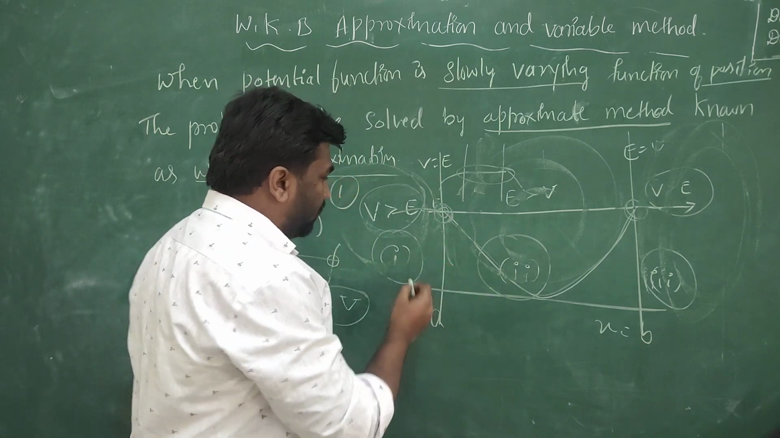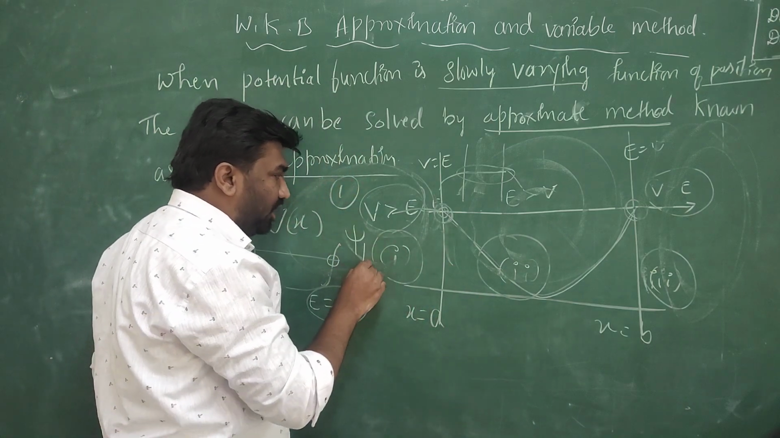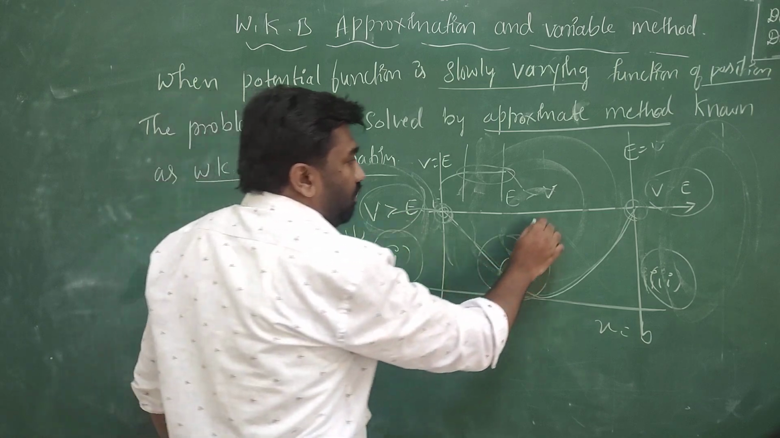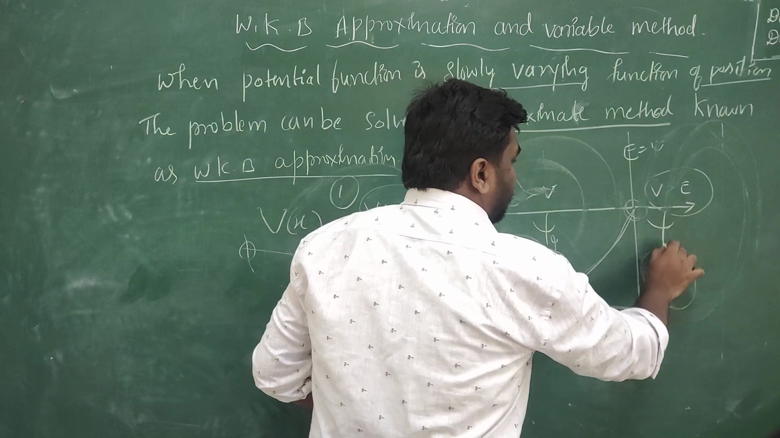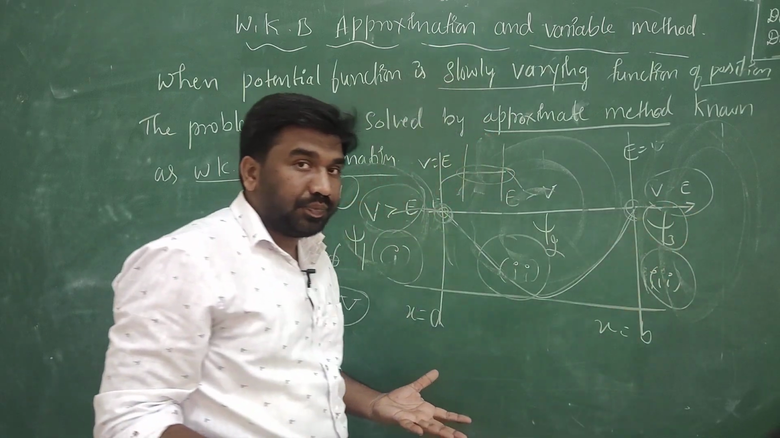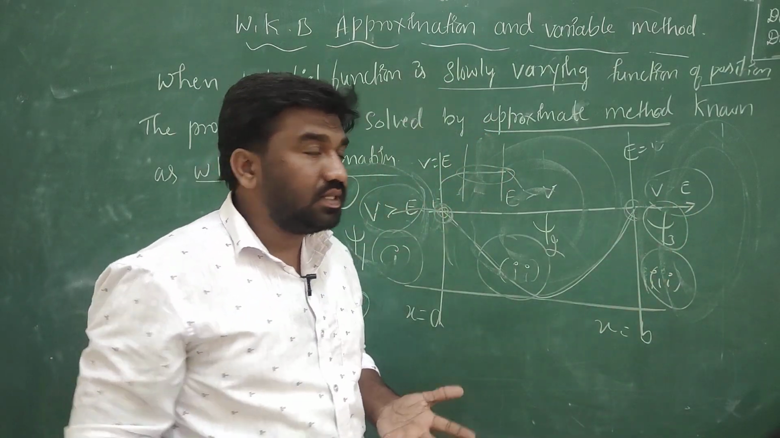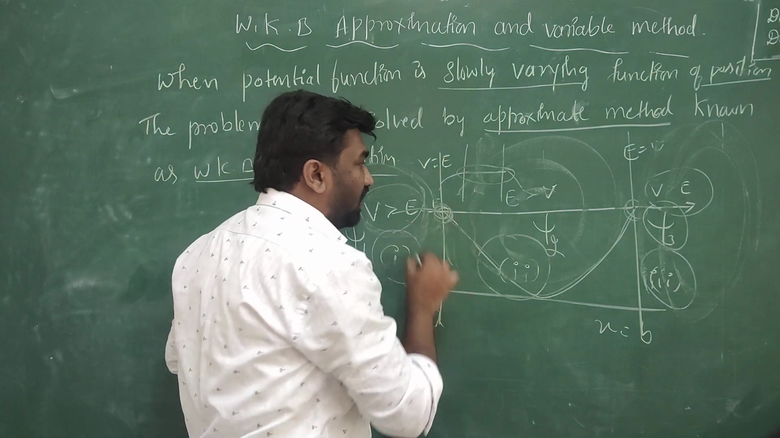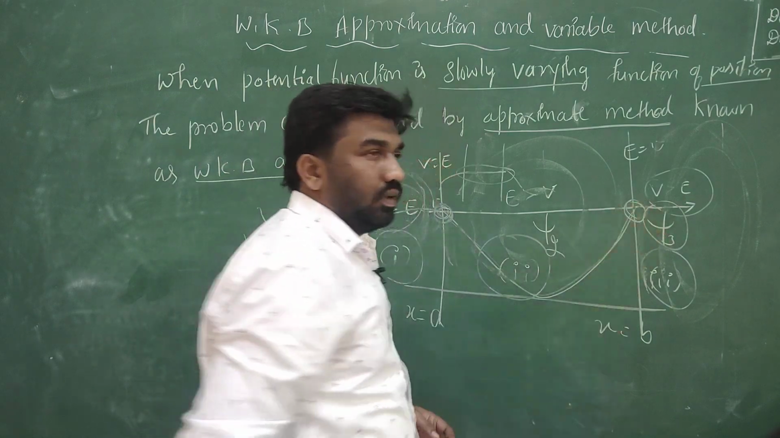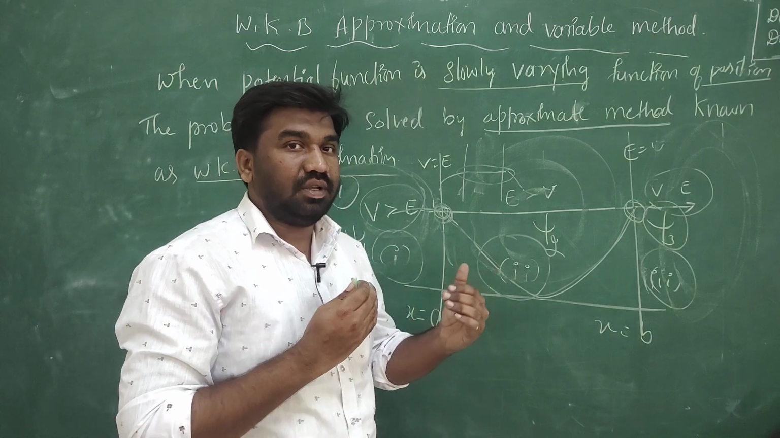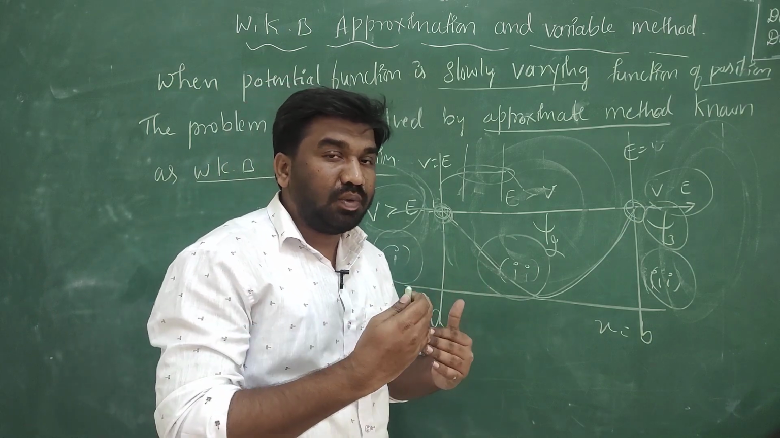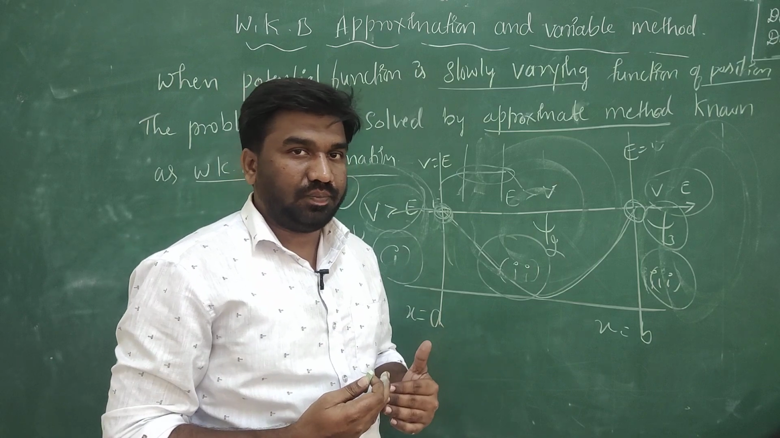We have a wave function psi 1 in region 1, psi 2 in region 2 and psi 3 in region 3, but we do not have a solution at these turning points. By using the Airy function we can get the solution or connection. So we can also call it the connection formula for the WKB approximation.